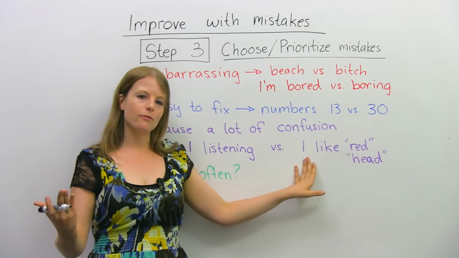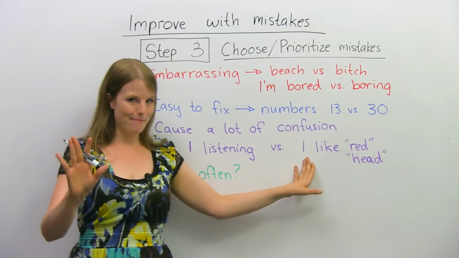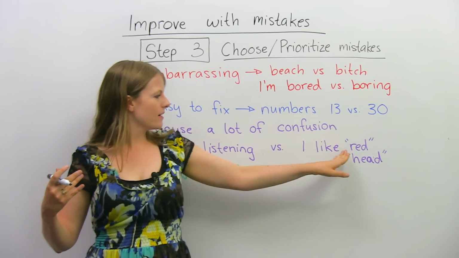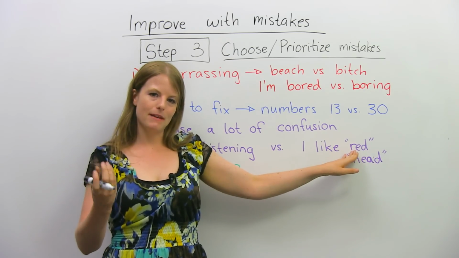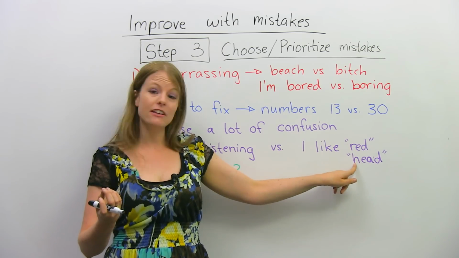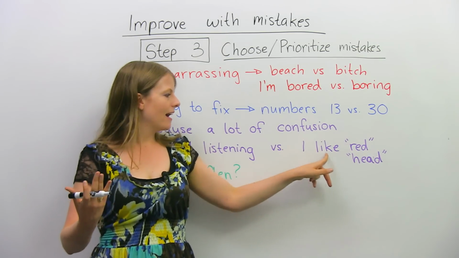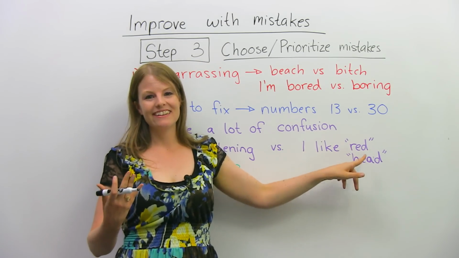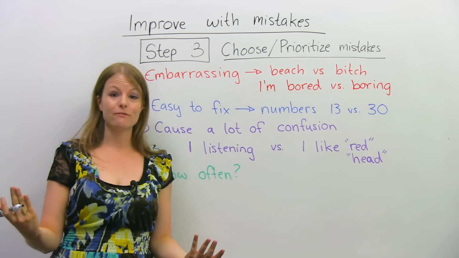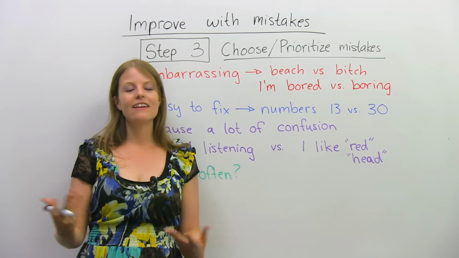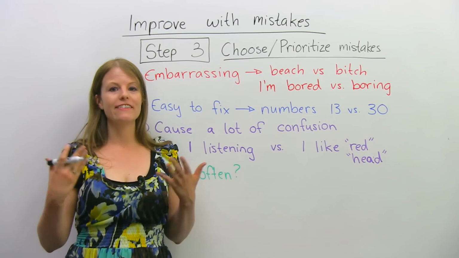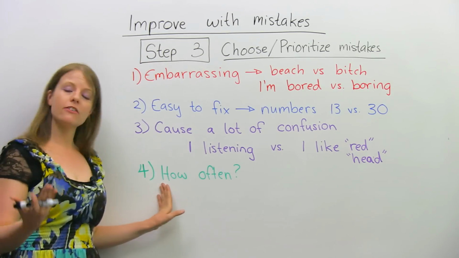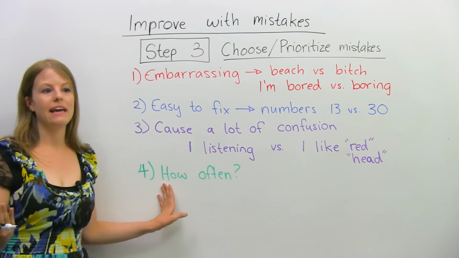Now, if you compare this to, for example, a common Brazilian mistake, and I'm not picking on Brazil today, it's just the mistake I was thinking about earlier. Like I said, Brazilians often make mistakes with the pronunciation of R and H. If you say, I like head, but you really, really mean to say, I like red, then that's going to cause a huge confusion for the person who's listening to you, okay? So focusing on the mistakes that cause confusion are good mistakes to focus on. You can also think about choosing mistakes that you make a lot.